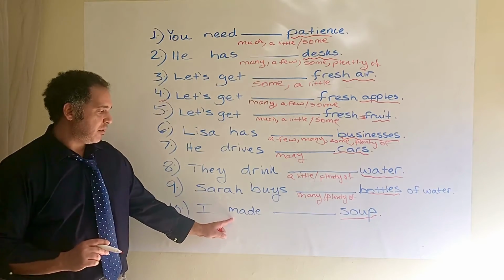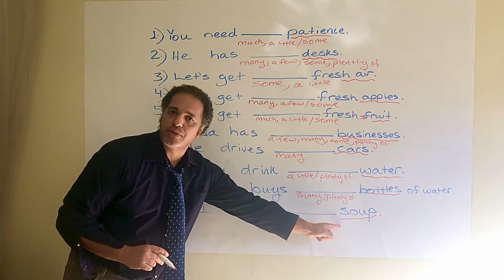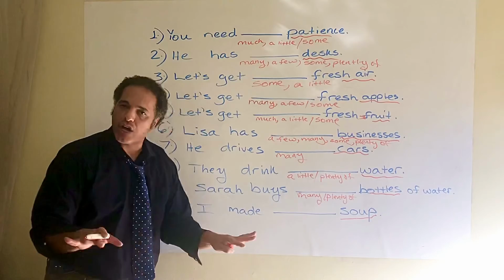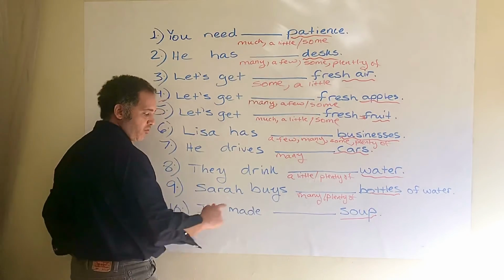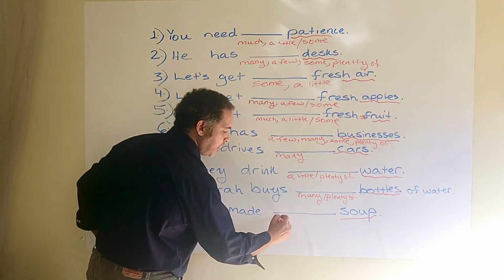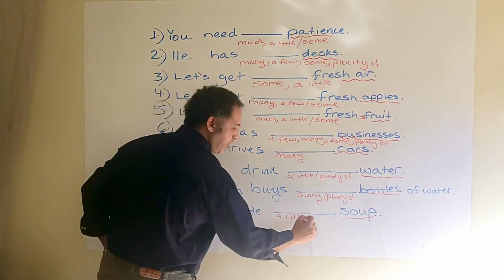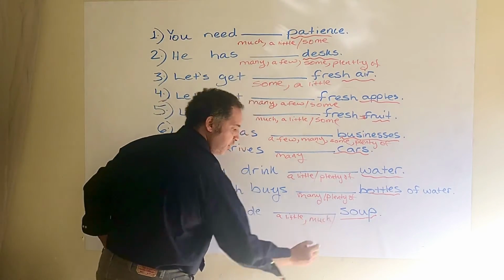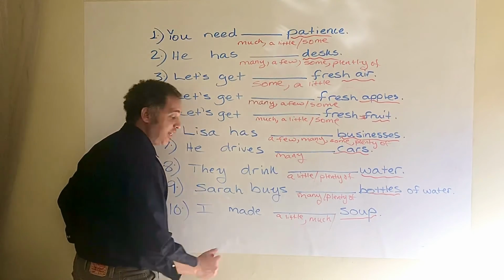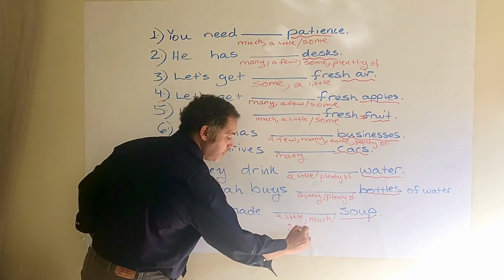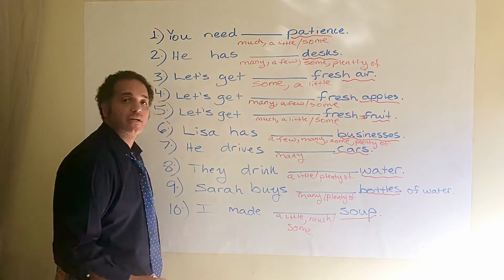And the last one, I made soup. Soup is non-count. So we can leave it as is, or we can say I made a little soup. I made much soup. You can also say I made some soup.